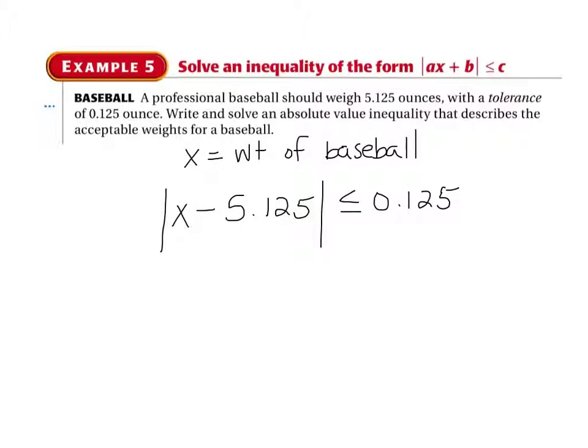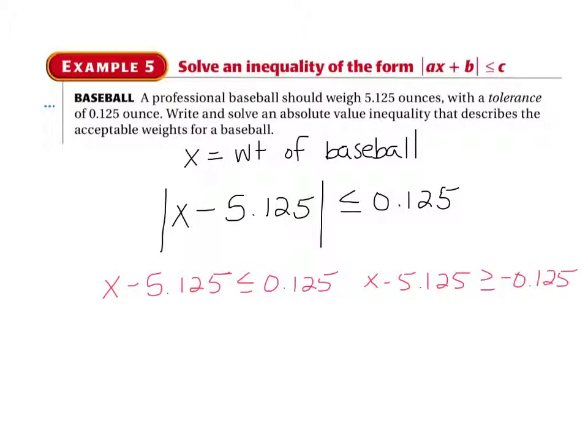That means that when you solve the inequality and you write the two separate inequalities, you have the difference between the baseball and the expected weight is less than or equal to 0.125. And at the same time, you have that difference must be greater than or equal to negative 0.125. So in other words, it has to be between negative 0.125 and positive 0.125.